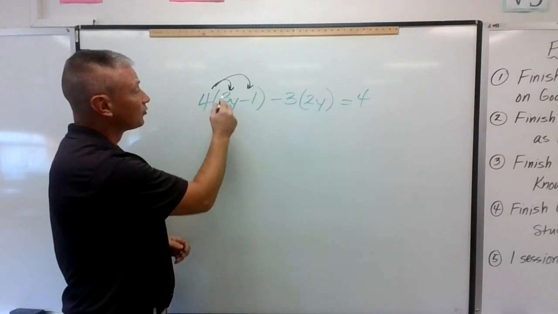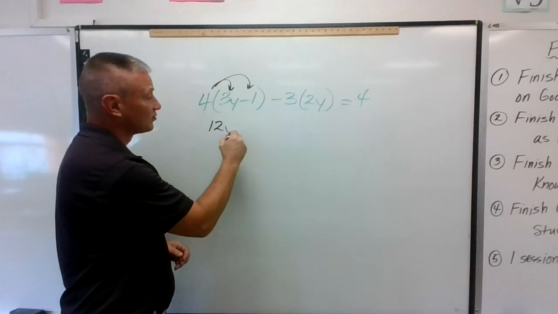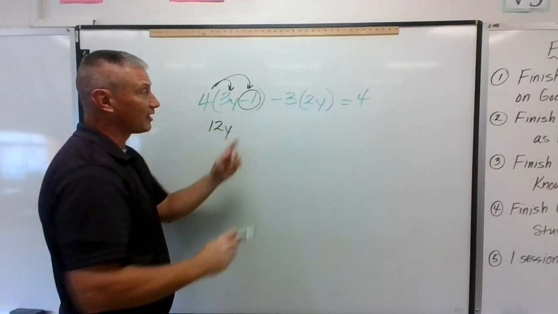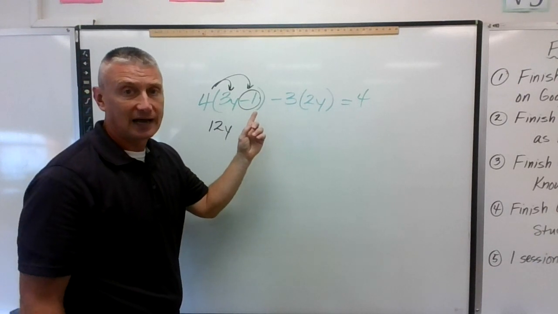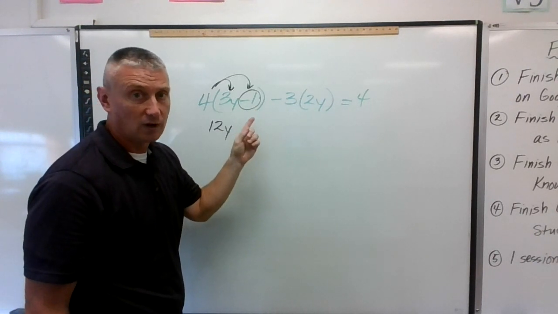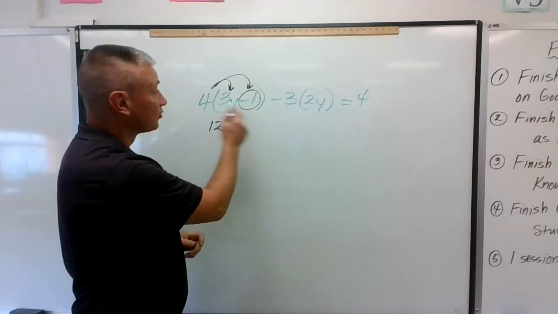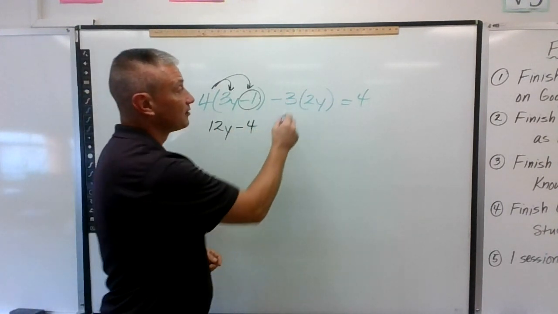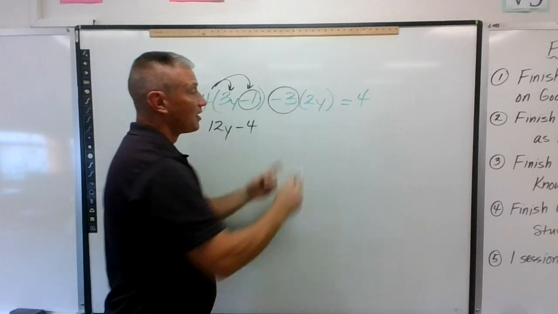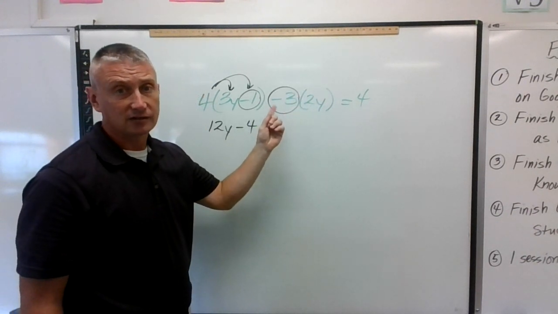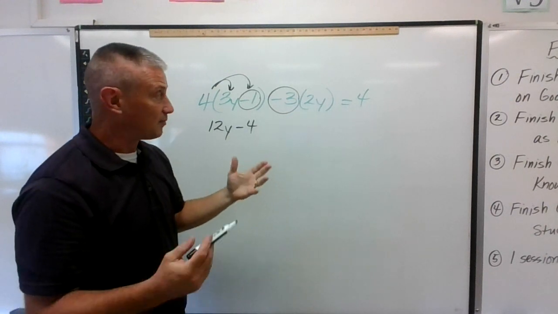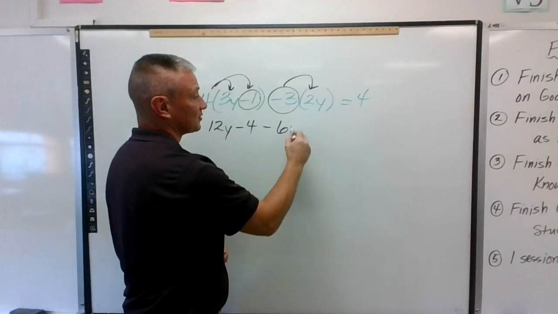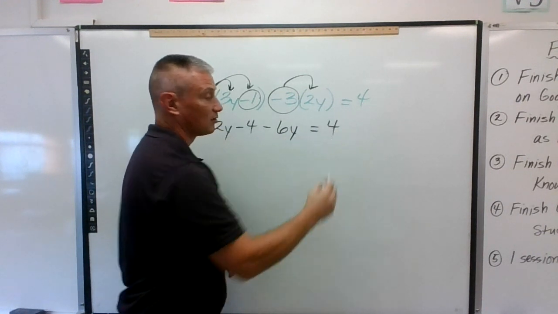So here 4 times 3y will give us 12y. And 4 times a negative 1, I circle that. Remember, I told you in the adding and subtracting videos that is a 1 negative or negative 1. So 4 times negative 1 is negative 4. Okay, over here, this is also a multiplication problem. Although it looks like it's minus, it's actually a negative. So it's negative 3. They mean the same thing. Negative 3 times 2y is negative 6y. And I still have that equal to 4.